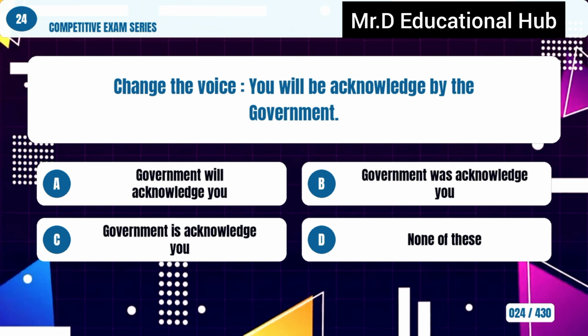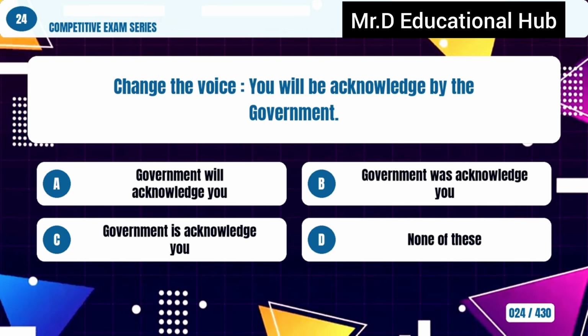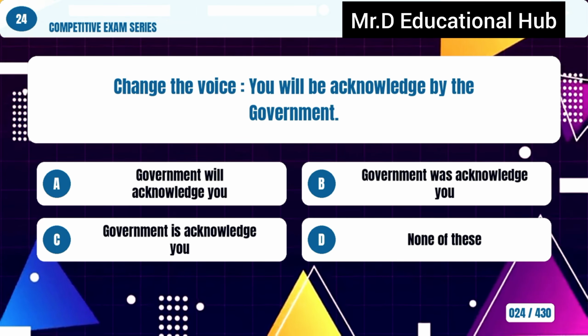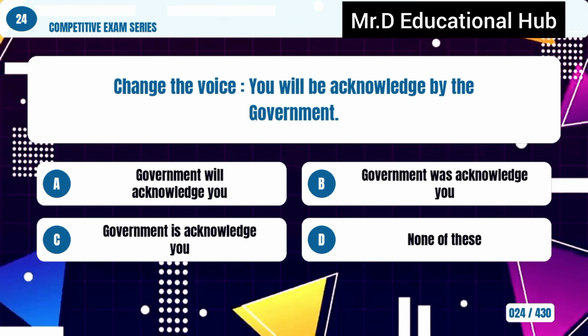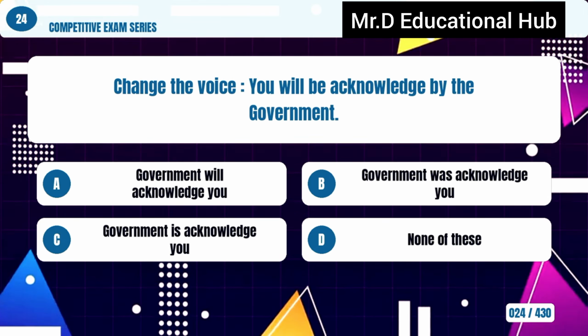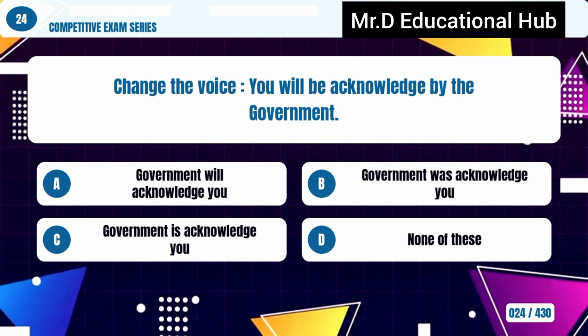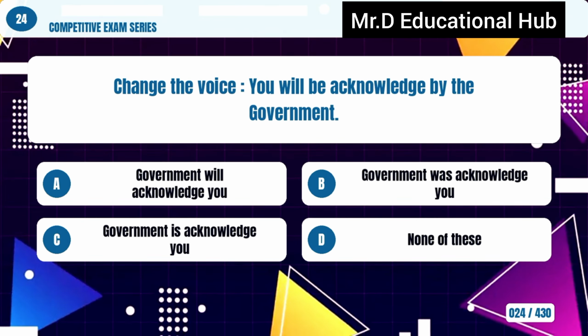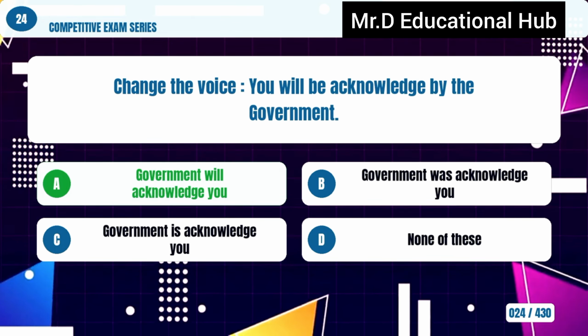Question: change the voice, you will be acknowledged by the government. Option A, government will acknowledge you. Option B, government was acknowledge you. Option C, government has acknowledged you. Option D, none of these. Correct answer is option A.